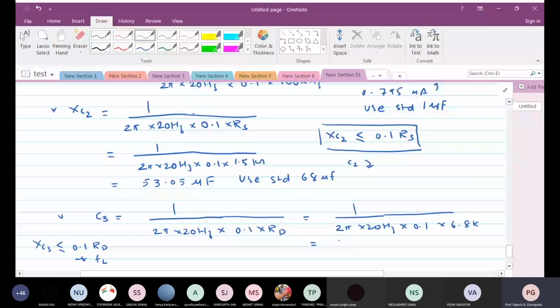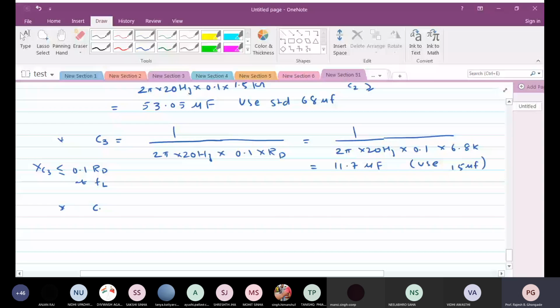Sir, 11.70 microfarad. We will use 15 microfarad or even bigger than that. Okay. Now the last component is C4.